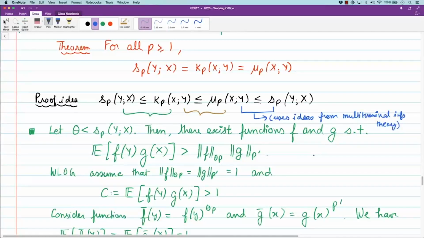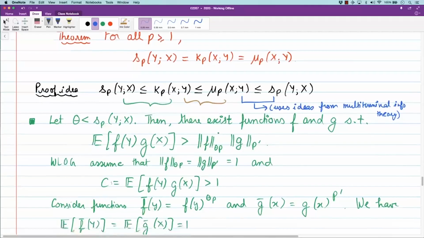Yeah, I went over this part quite quickly, but this one requires a lot more effort if you don't know these ideas from information theory. On the other hand, if you know these ideas, this is a very elegant proof which uses some standard constructions from information theory, a typicality construction, to show this inequality, and exploits the tensorization property of s_p(Y;X). Okay, so this is the proof.